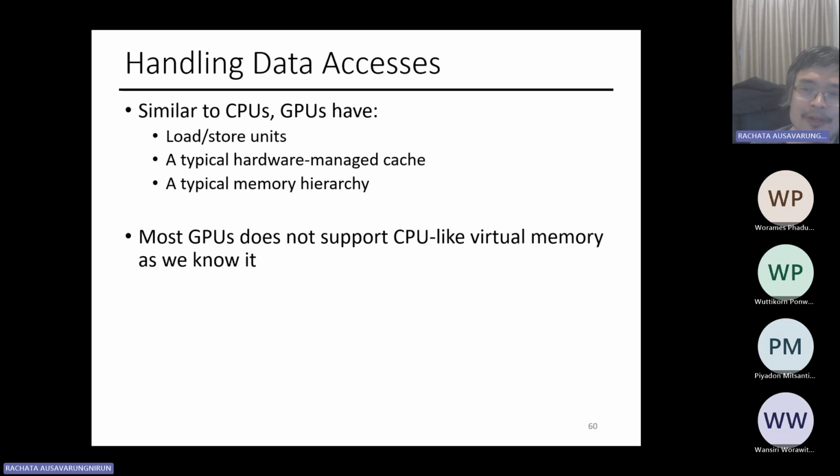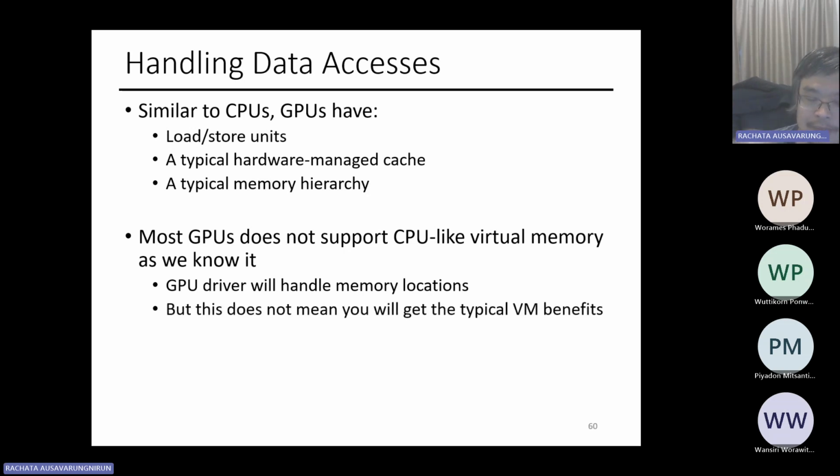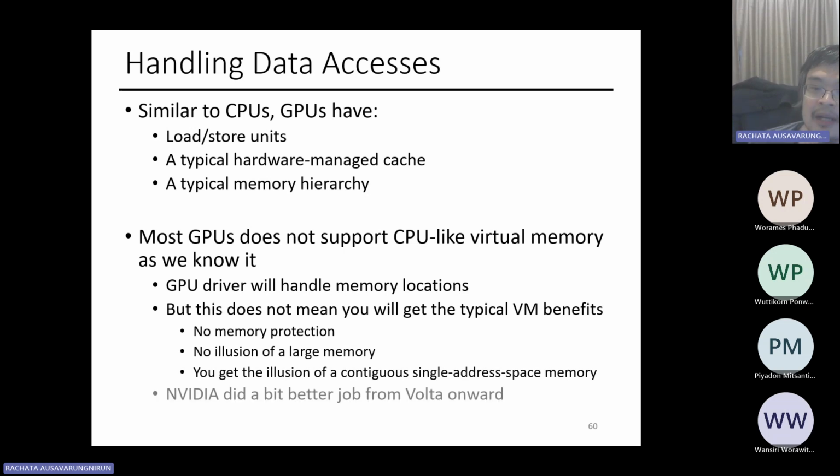Most GPUs don't support the same complex virtual memory as we know it from the CPU side of things. It's simpler. The GPU driver would handle memory allocation. It doesn't mean that we have the typical virtual memory benefits. Some GPUs back in the day don't even have memory protection, so you don't have the illusion of large memory. Now, the newer GPUs do have virtual memory support, so they do have memory protection. They have a way to map data between the CPU memory and GPU memory, but still it's an overhead that has to be managed.